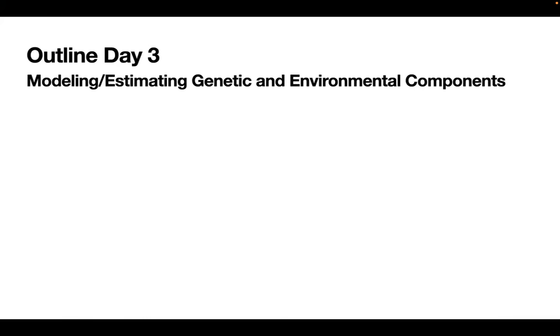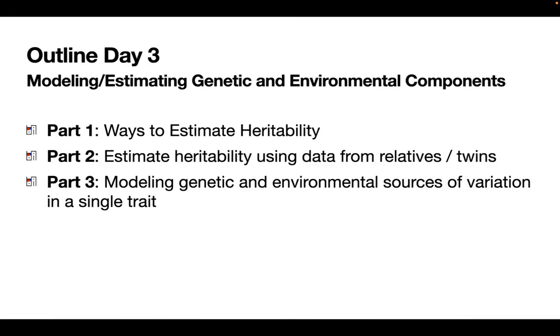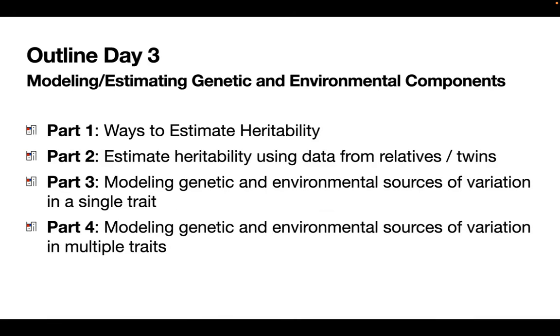This topic will be introduced in 4 parts, starting with ways to estimate heritability, followed by how to do this using data from relatives and in particular twins. We will then model genetic and environmental sources of variation in a single trait and in multiple traits.